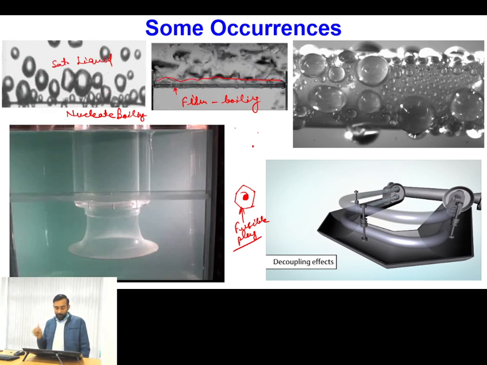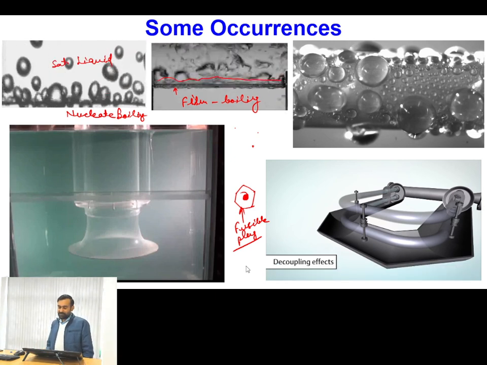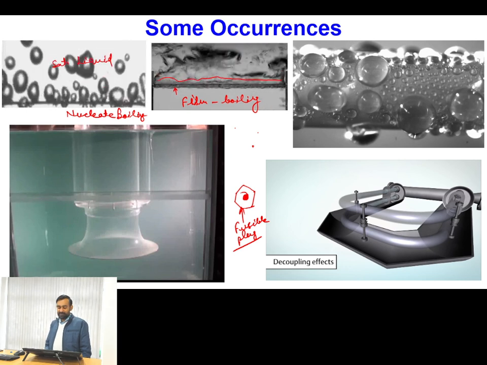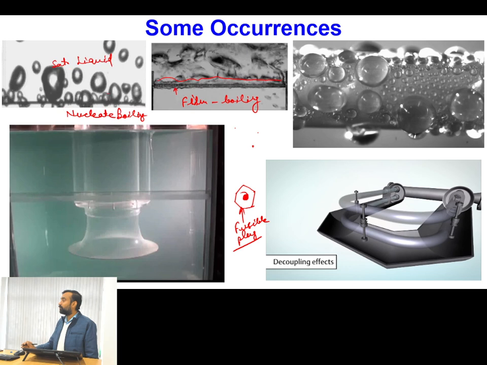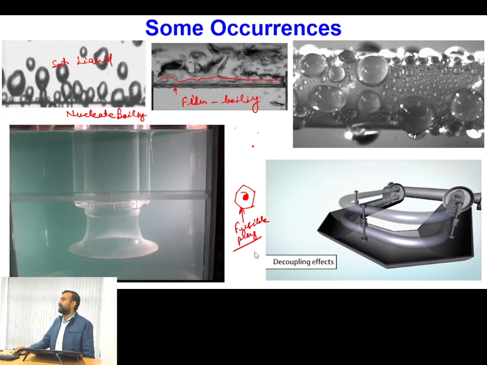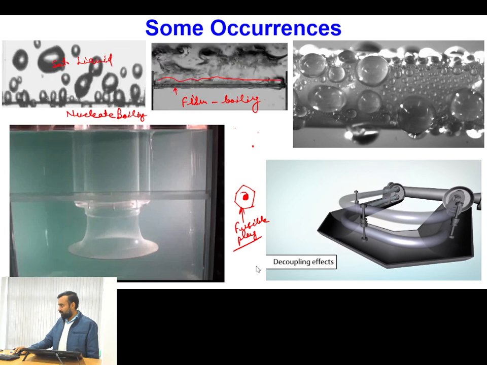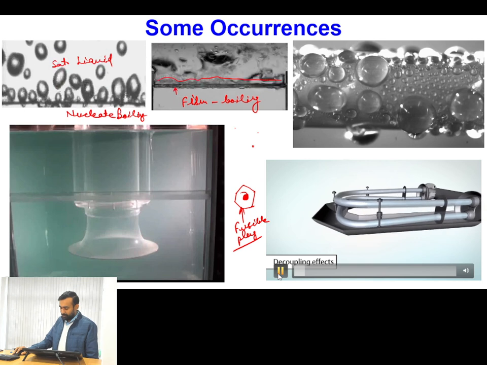Now, in this Coriolis mass flow meter, one effect happens which is called the decoupling effect, and this decoupling effect is an outcome of unwanted entry of air into the liquid mixture. So here you can see different situations of the decoupling effect.